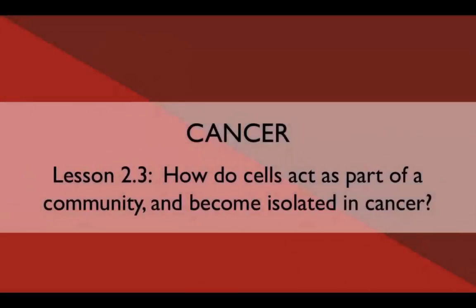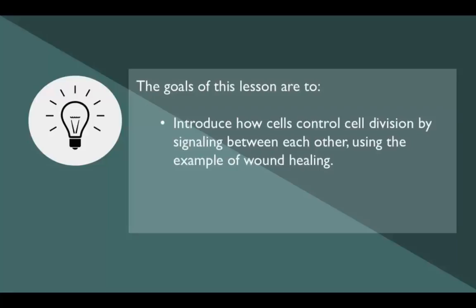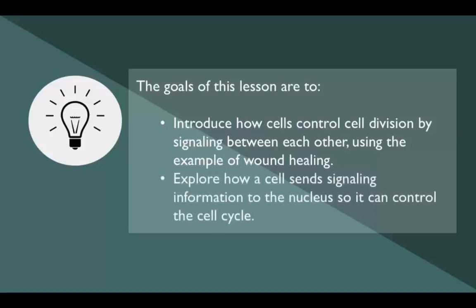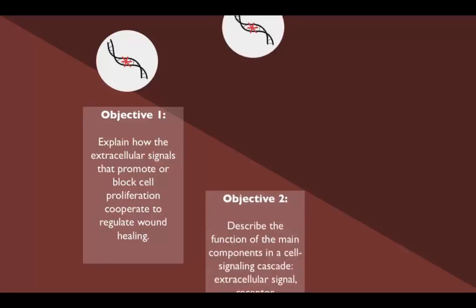Welcome to Cancer Lesson 2.3, How Do Cells Act as Part of a Community and Become Isolated in Cancer? The goals of this lesson are to introduce how cells control cell division by signaling between each other, using the example of wound healing, and explore how a cell sends signaling information to the nucleus so it can control the cell cycle. At the end of the lesson, the students should be able to explain how the extracellular signals that promote or block cell proliferation cooperate to regulate wound healing.